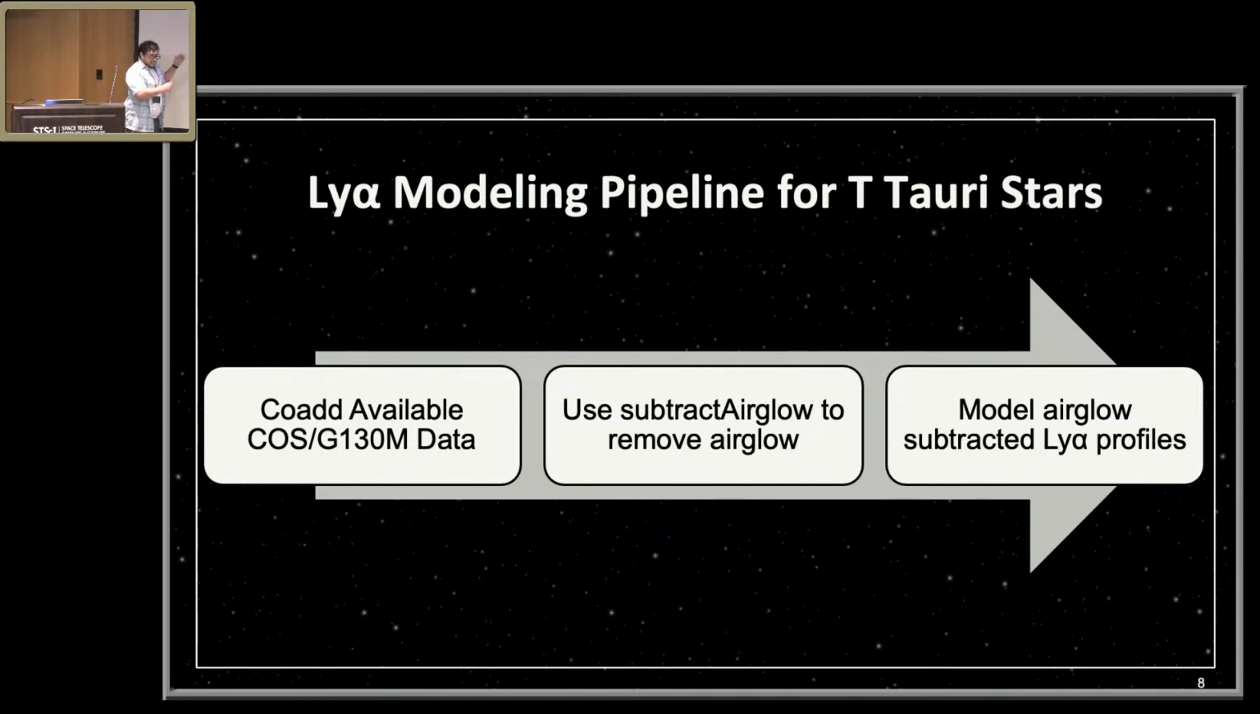So we develop models to fit these Lyman alpha profiles. The general modeling pipeline looks something like this. We first start by co-adding the available G130M data for a given T-Tauri star. We'll then use that subtract airglow tool that I showed before just to perform the airglow subtraction. It will attempt to fit all these other things, and it will fail to do so. But for our purposes, we just use it to get the airglow subtracted spectra, and then on that spectrum, we fit these new models onto the Lyman alpha profiles. And in the future, those last two steps will be merged into one. The goal is to provide an update to that tool to the community to do all of these things simultaneously.